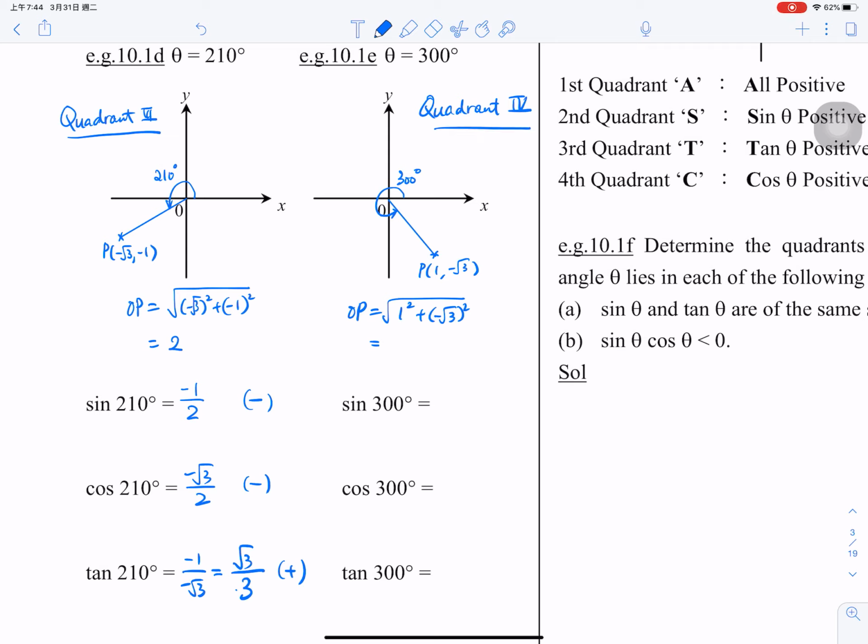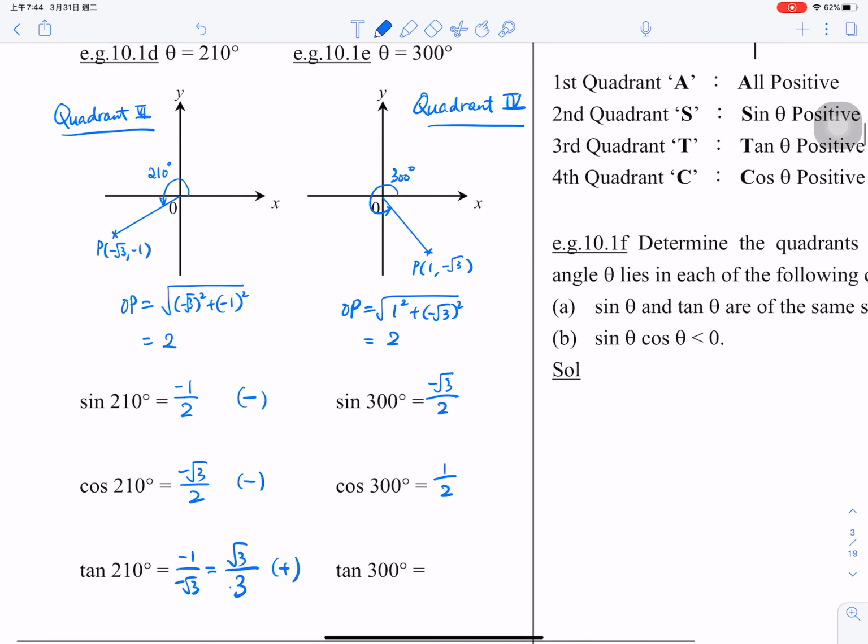How about quadrant 4? 300 degrees. Again, the moving point P is given as 1, negative root 3. So this one again is 2. So sine 300 degrees is y over r, cosine is x over r, and tangent is y over x. So you see that sine is negative, cosine is positive, and tangent is negative, right?